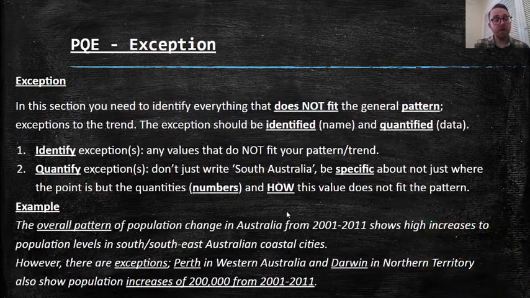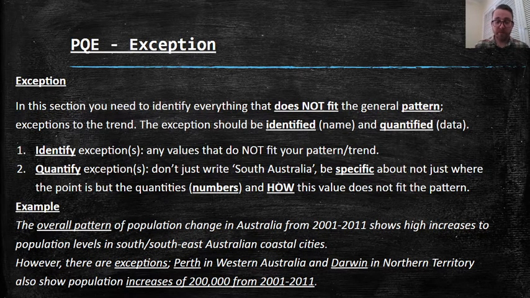2/3 done. Last sentence, exception. In this section, you need to identify everything that does not fit the general pattern. So the exceptions to the trend. You should be identifying its name and also providing some numbers to back it up, so some examples.